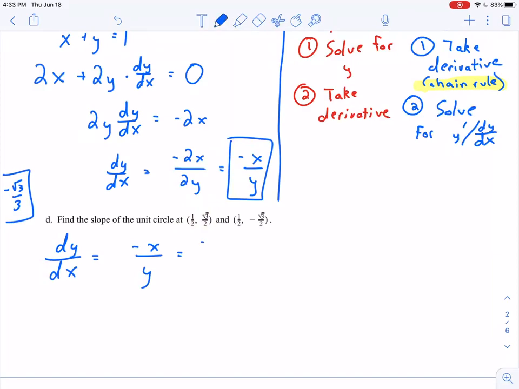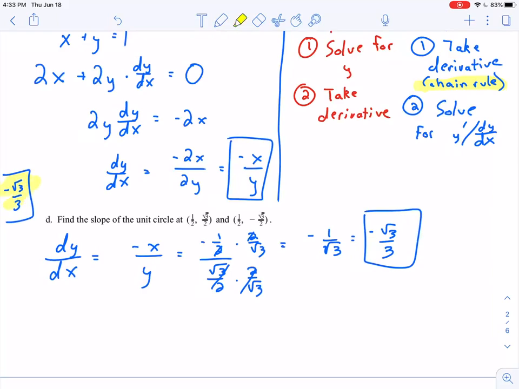So let's see, negative x, that's negative 1/2, divided by y, that's radical 3 over 2. Let's multiply by 2 over radical 3, multiply by 2 over radical 3. In the denominator, those are going to cancel, 2 cancels. Negative 1 over radical 3, which is negative radical 3 over 3. Look at that. It's exactly what I wanted. That's great, because this was a whole lot easier than solving for y and then finding the derivative and having to use the chain rule. It was a nightmare.